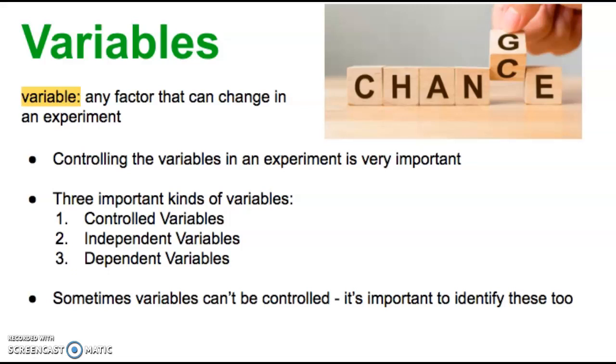There are three important kinds of variables that I want you to understand a little bit more about. The first of those kinds is called a controlled variable. The second is called an independent variable, and the third is a dependent variable.